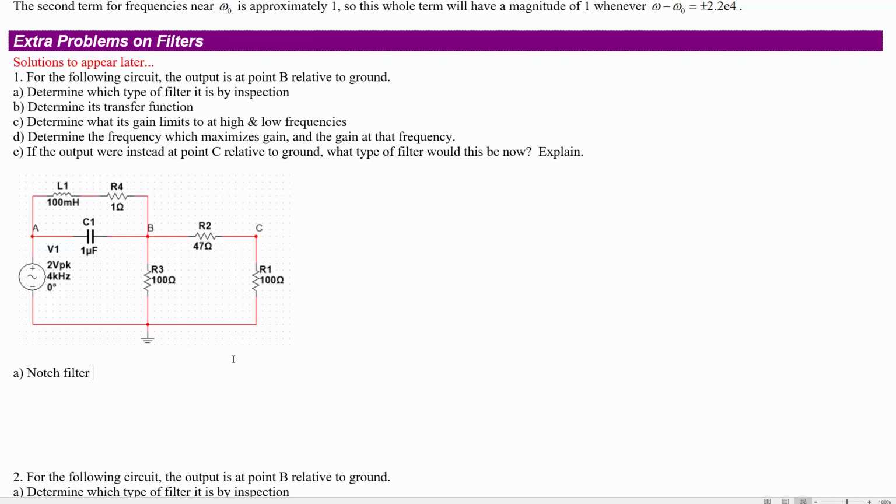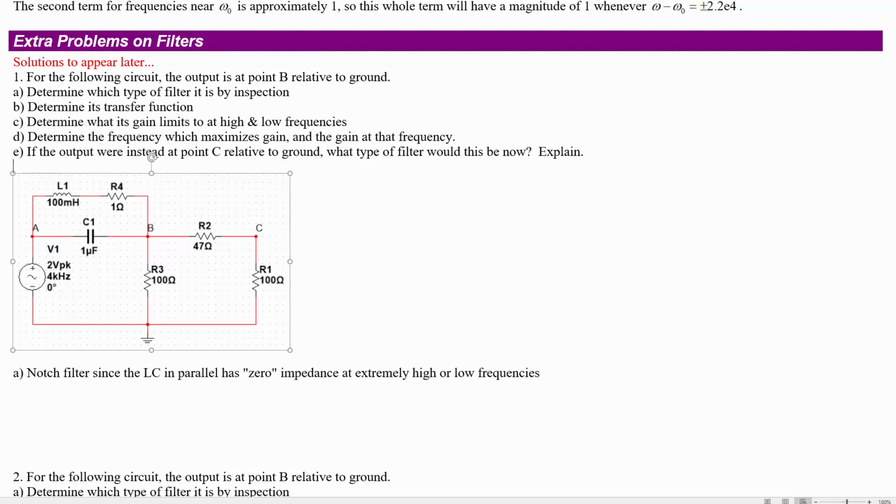for those reasons. So basically, to summarize that, since the LC in parallel has nearly 0 impedance at extremely high or low frequencies, because of the resistor throwing things off a little bit, so it's not quite just a perfect LC in parallel, but it's going to be almost like this, and infinite impedance at resonance.